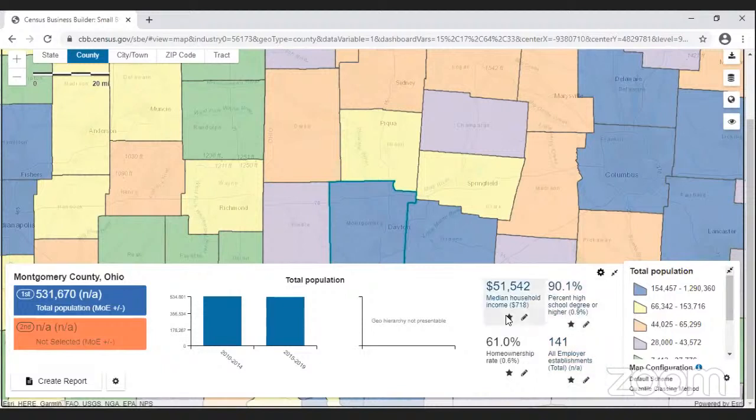And what you can do is you can hit the star, and that'll make median household income. It'll paint the map according to median household income. If I choose the pencil, that'll change the variable that I see here. If I don't want to see median household income, say I want to see poverty data here, I can click on the pencil and change that to poverty. So you can change whatever you want to see on your dashboard.